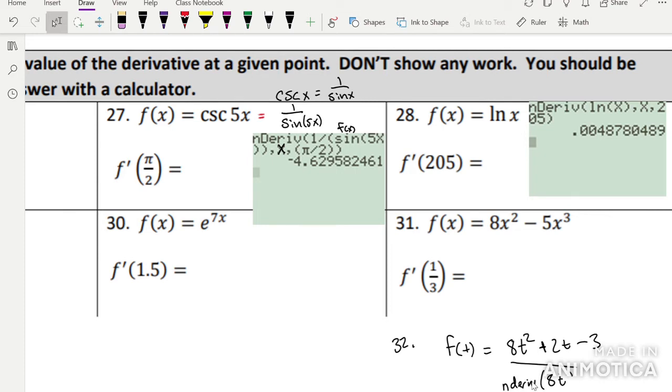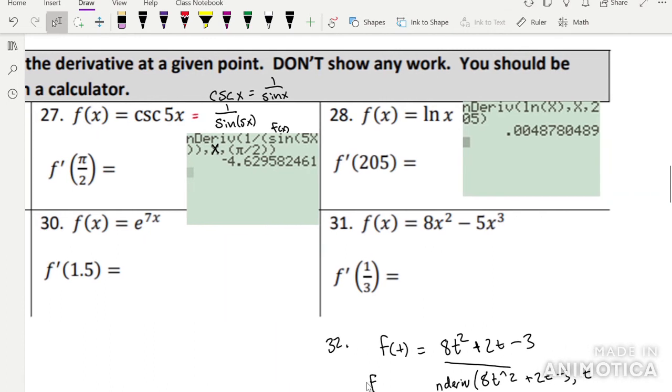8t. And then the letter you would put in here is t. Or in the calculator, you can just punch an x, that's fine. And then say if you wanted it evaluated at, say, 10, you would put 10.